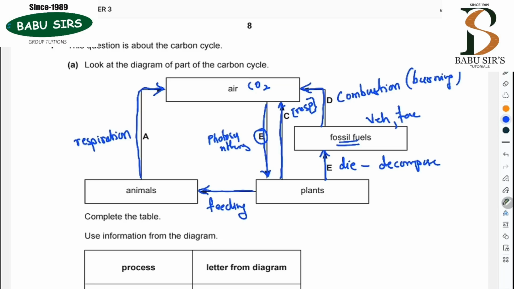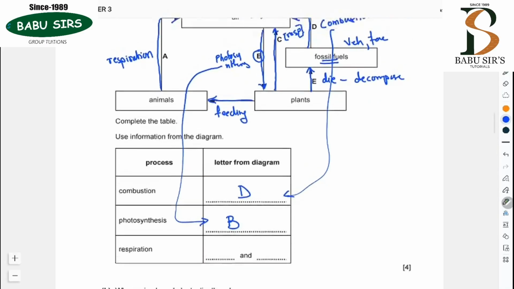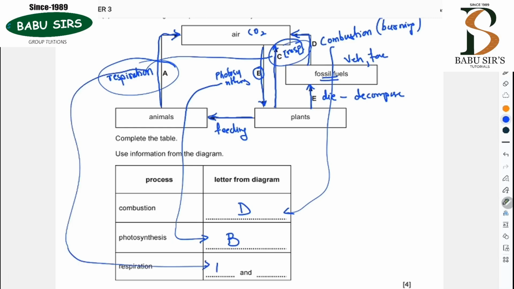Let's see what is asked in the question. So first it is asked combustion. So here you can copy, combustion is the D part. Now next is photosynthesis. Photosynthesis, you can see here, it is the B part. And respiration, they have marked 2 parts. So A is also respiration and C is also respiration. So these 2 you can combine and write it here, A and C.